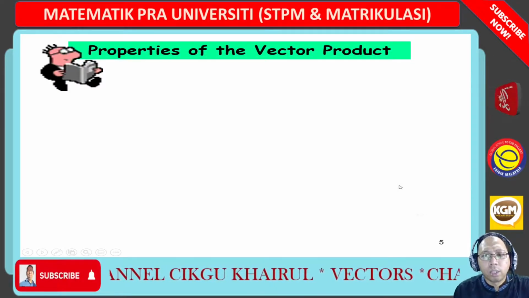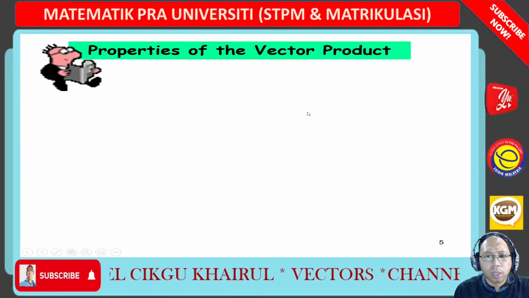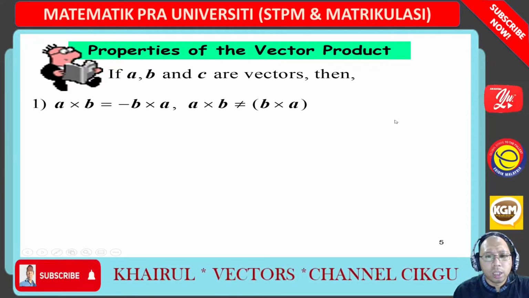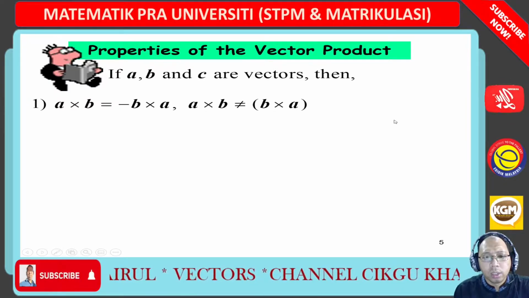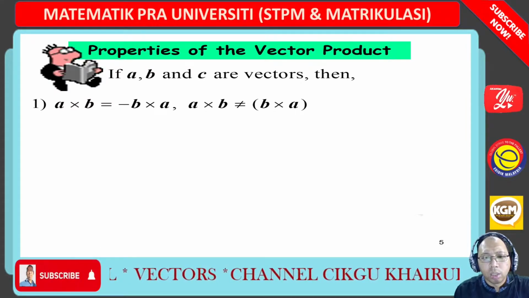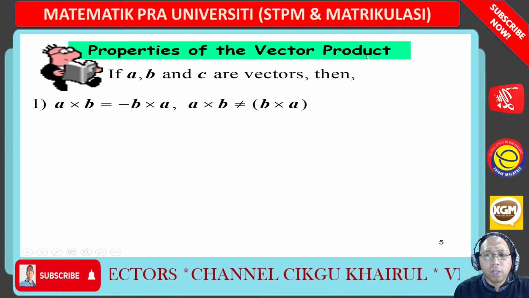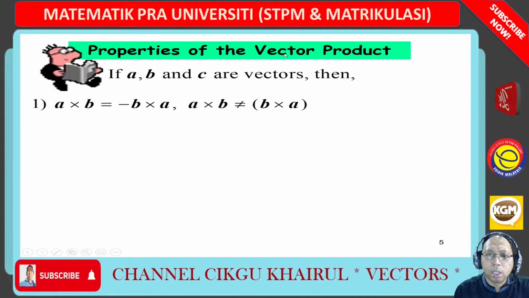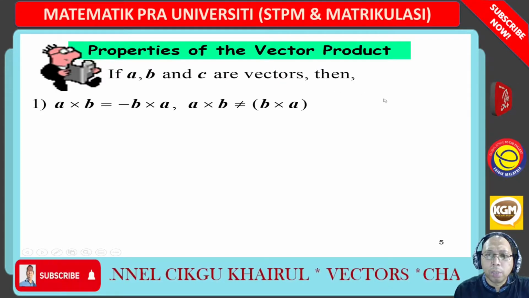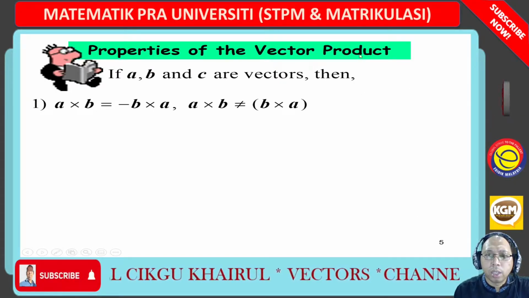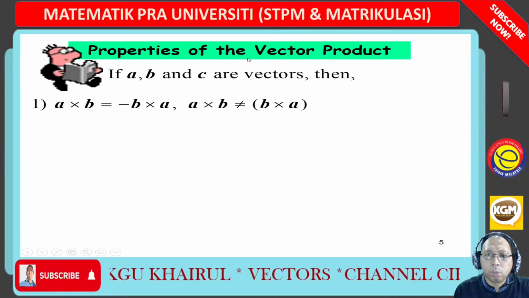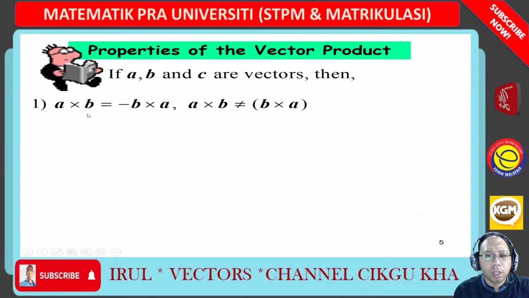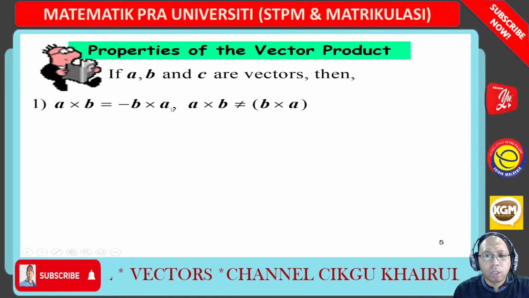Okay, properties of the vector product, or cross product. If A, B, and C are vectors, then this is the first property. A cross B equal to negative B cross A. Remember vector products, just before this we learned scalar product. Two vectors multiplied, then we get a scalar. So for vector product, we have two or three vectors. When we multiply both vectors, we will get another vector. Okay, A cross B is a vector, then equal to negative B cross A.